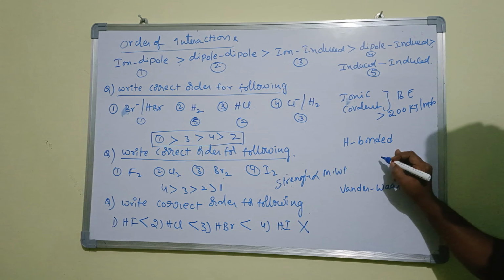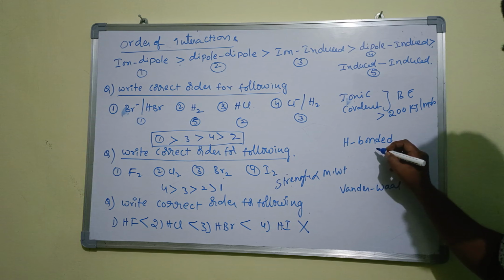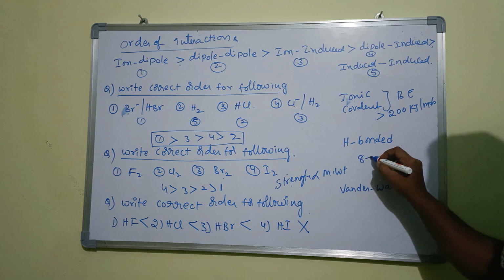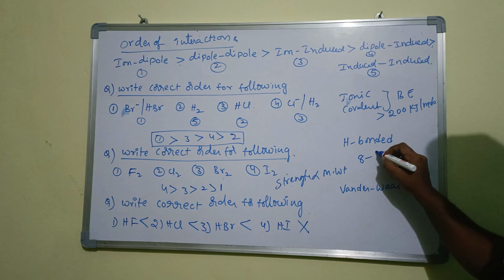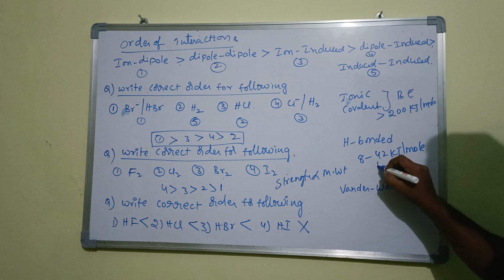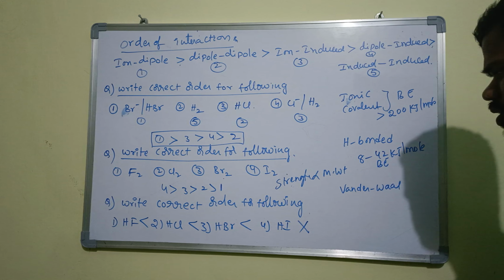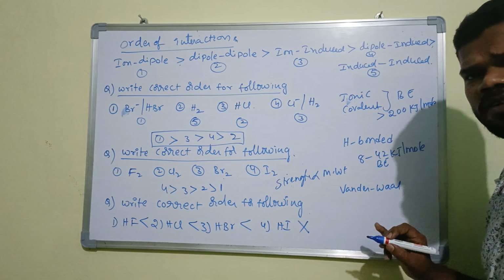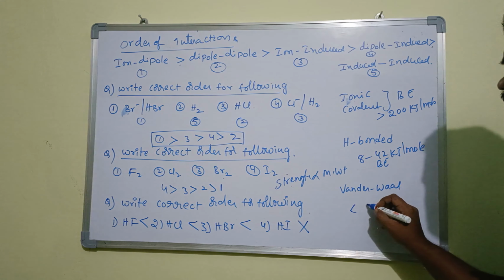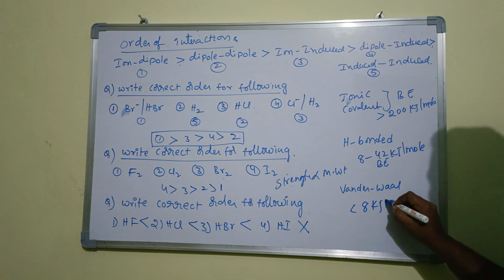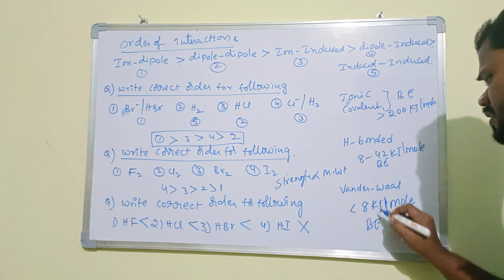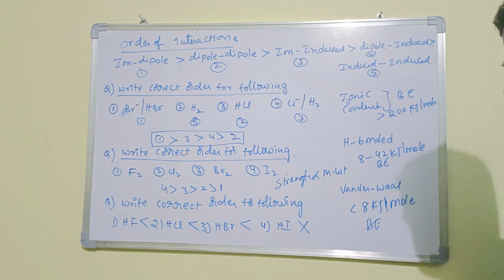Then the hydrogen bond is also a very strong bond. In this case the bond energy is from 8 to 42 kilojoule per mole. Van der Waals interactions are very weak interactions, with less than 8 kilojoule per mole. This much bond energy is present in van der Waals interactions.